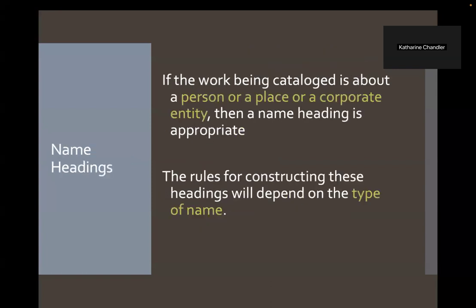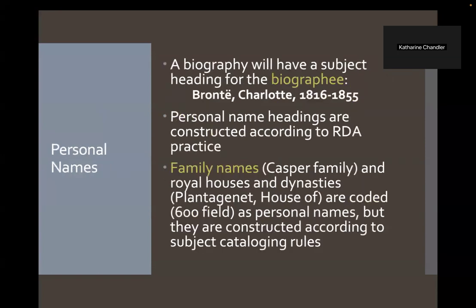If the work being cataloged is about a person or a place or a corporate entity, then a name heading is appropriate. The rules for constructing these headings will depend on the type of name. So a biography will have a subject heading for the biography, like Charlotte Bronte. Personal name headings are constructed according to RDA practice. So family names, Casper family, and royal houses and dynasties, Plantagenet House of, are coded 600 field as personal names, but they are constructed according to subject heading cataloging rules.